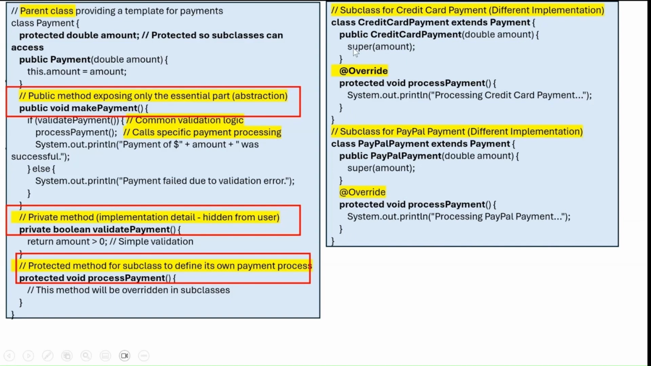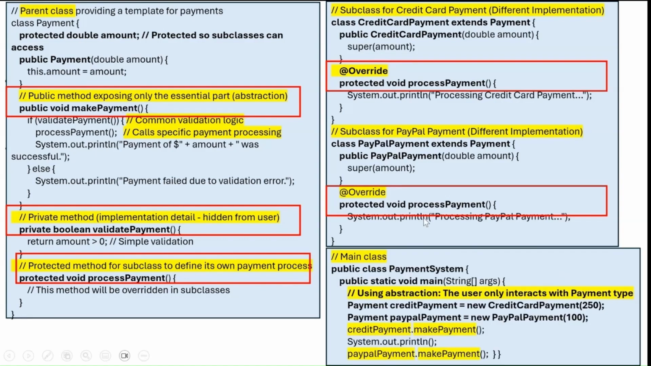So, let's say there are two classes, CreditCardPayment and PayPalPayment, which are extending this Payment base class. And they are writing their own version of the processPayment method, their own logic of processing the payment. So when the child class wants to write its own logic for a method which is coming from the base class, it can use this override keyword.